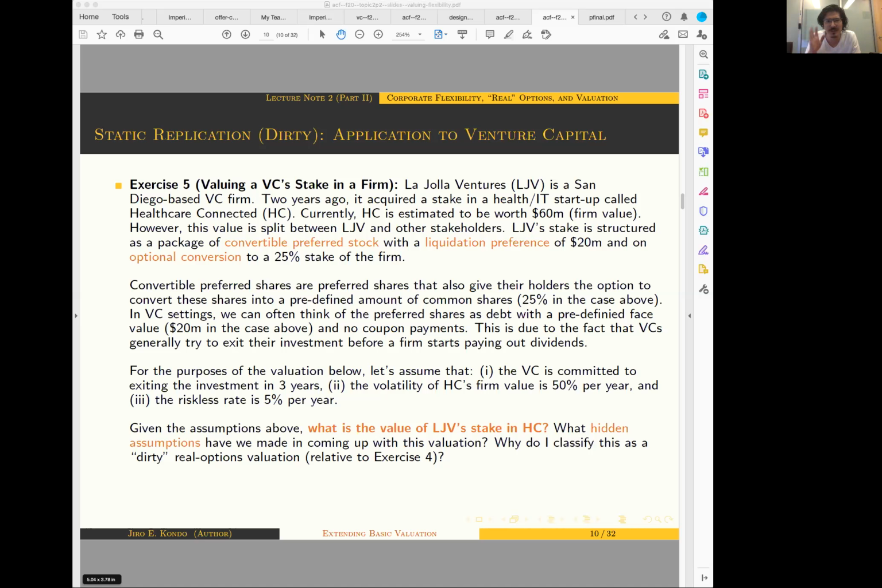I actually think this is reasonably good advice. So let's actually go ahead and solve this problem now. Sound good? Yes? All right. What is the value of LJV's stake? And then we'll talk about assumptions along the way. Now we're going to move back to me on the big screen, and let's go ahead and start solving this problem on the board. Okay?